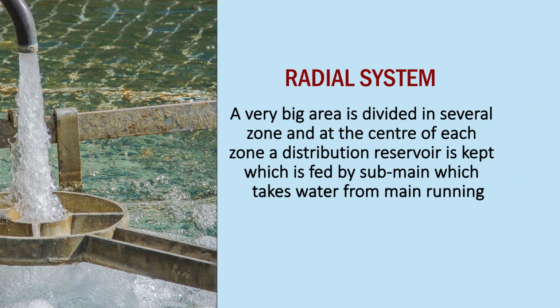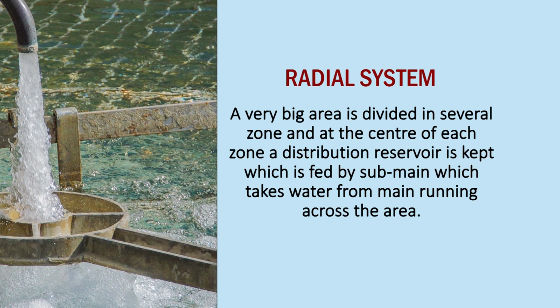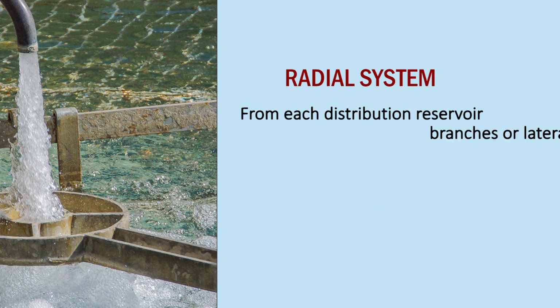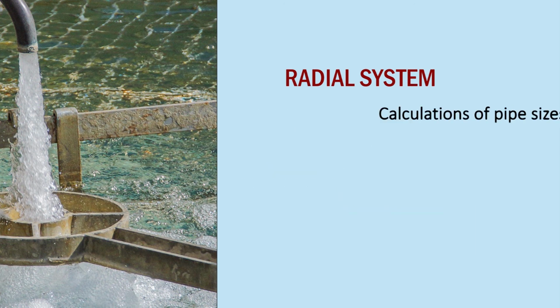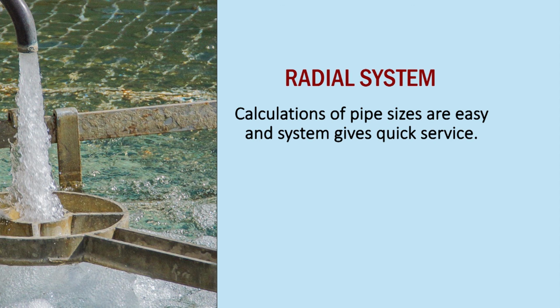Radial system. A very big area is divided into several zones, and at the center of each zone a distribution reservoir is kept, which is fed by a main which takes water from the main running across the area. From each distribution reservoir, branches or laterals radiate in all directions. Radiating pipes are connected to peripherals. Hence, the system works as a grid system without any dead end. Calculation of pipe sizes is easy and the system gives quick service.